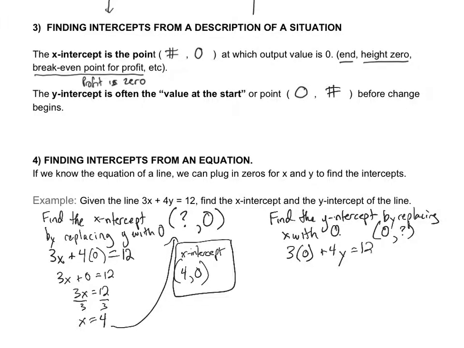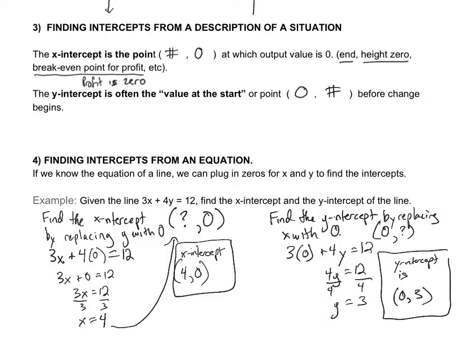And that becomes 0 plus 4y is 12. And now I can divide both sides by 4, and we get that the y-intercept is (0, 3). So now I have 4 different methods to find the intercepts.